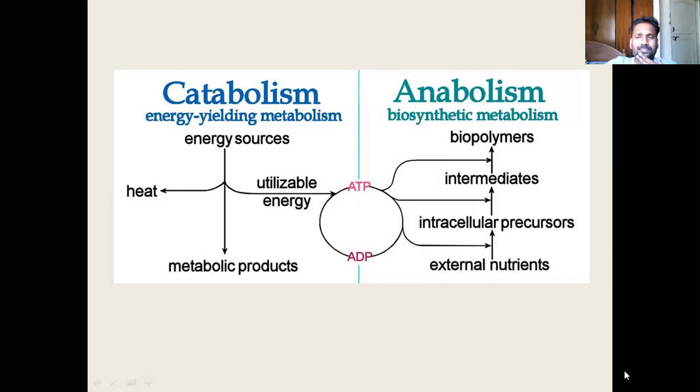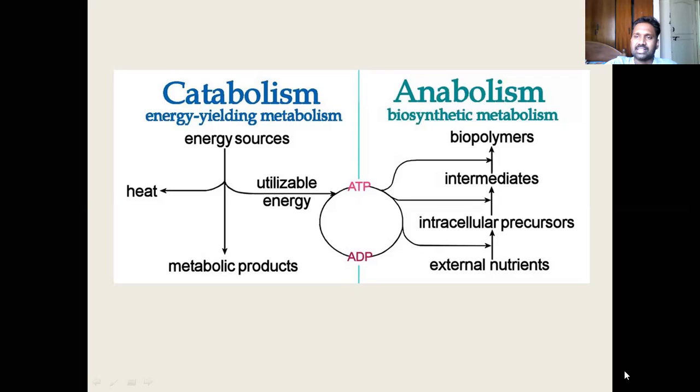But we should have what we call a macroscopic vision of the life processes, not a very microscopic vision. When we have that overall vision of the life cycle, we see that catabolism and anabolism are intertwined with each other, networked within each other, and there is a fine balance between them, which is sustaining life itself.